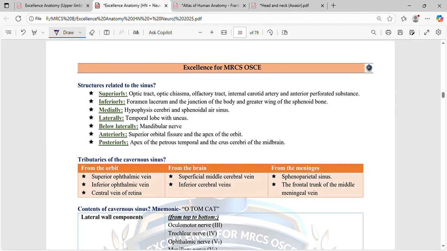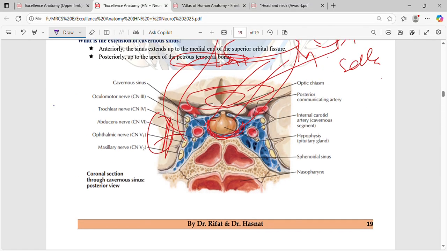So, structures related to the sinus. These are the relations of the sinus. Here we can see that it's related to the optic tract, optic chiasm, olfactory tract, internal carotid artery, and anterior perforated substance. This is the optic chiasm, anteriorly we have the optic nerve, and posteriorly we have the optic tract. So superiorly, it is related to the optic chiasm, optic tract, optic nerve, and everything optic. Also you can see the internal carotid artery here.